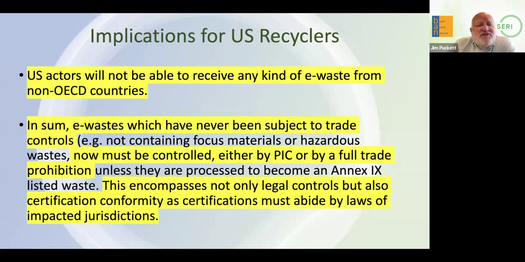And in sum, e-waste which has never been subject to trade controls before, including those that don't contain focused materials or hazardous waste under the two certifications, now must be controlled either by PIC or by a full trade prohibition, unless, again, they are processed to become an Annex 9 listed waste. This encompasses not only legal controls, but also certification conformity, as certifications must abide by the laws of all impacted jurisdictions.